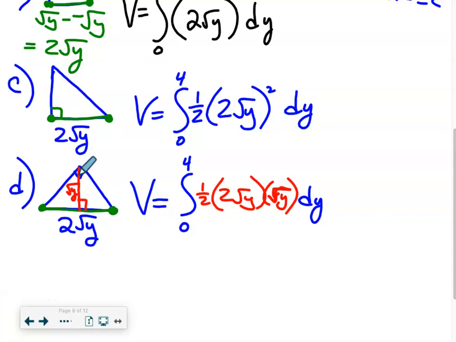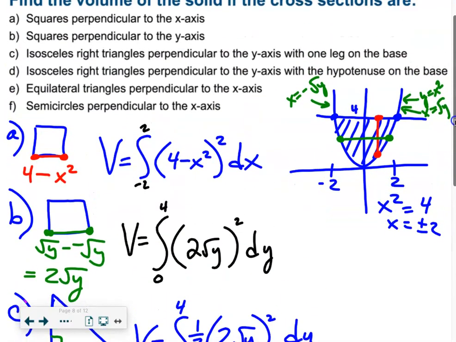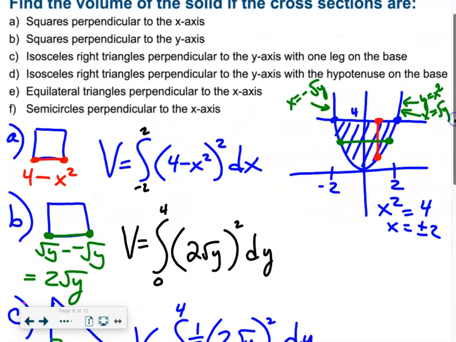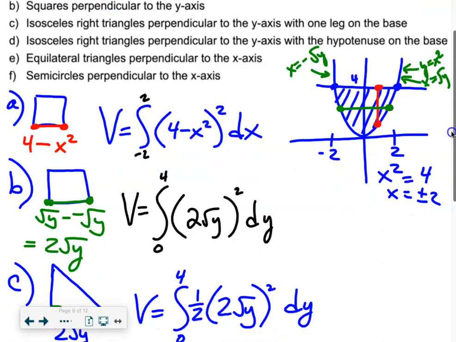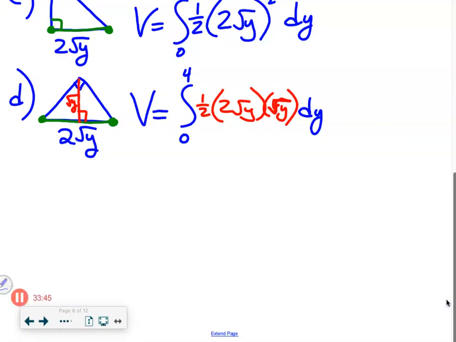All right, another new shape. Equilateral triangles perpendicular to the x-axis. We're back to top minus bottom. We're back to -2 to 2. But now we're going to do equilateral triangles.